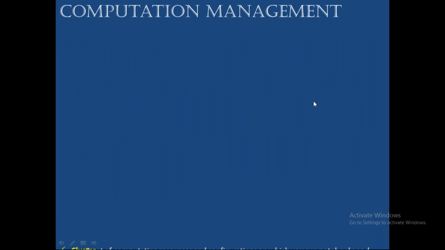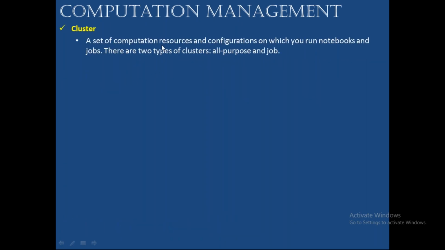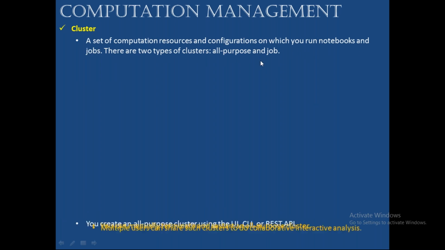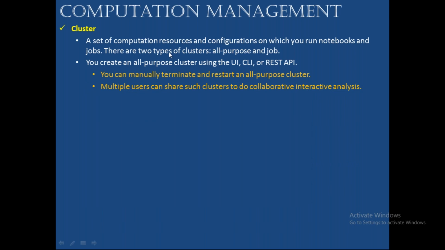Next, we'll see computation management. You see cluster, a set of computation resources and configuration on which you run notebooks and jobs. There are two types of clusters, all-purpose cluster and job cluster. As we discussed, all-purpose cluster will be created by a user or developer or architect, manager. Anybody can create it, but it should be created manually. This cluster can be created using the UI, CLI, or REST API.